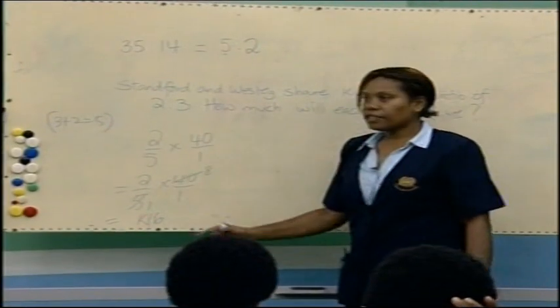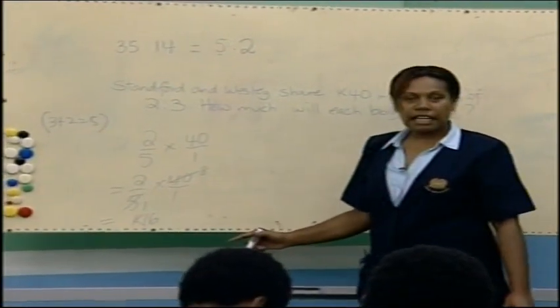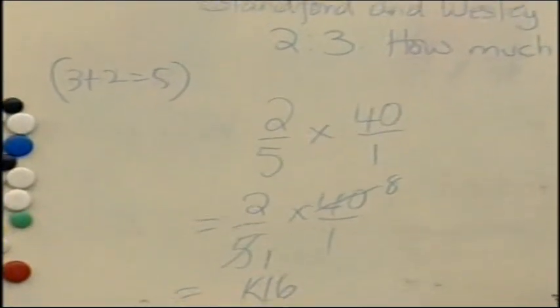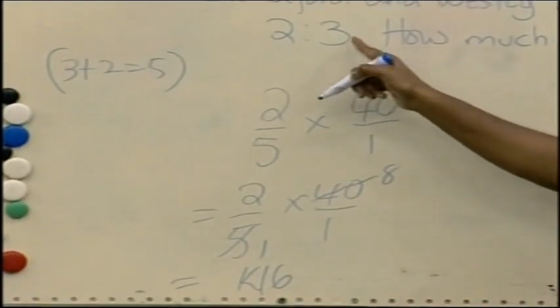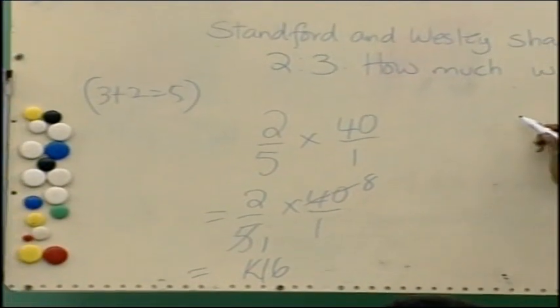So how much does Stanford get? 16 kina. Okay, 16 kina. All right, what about Wesley? Next one.